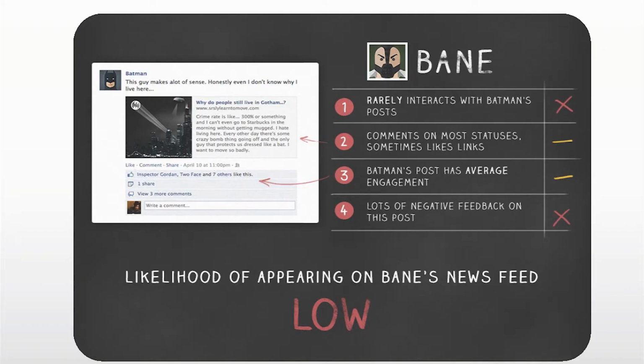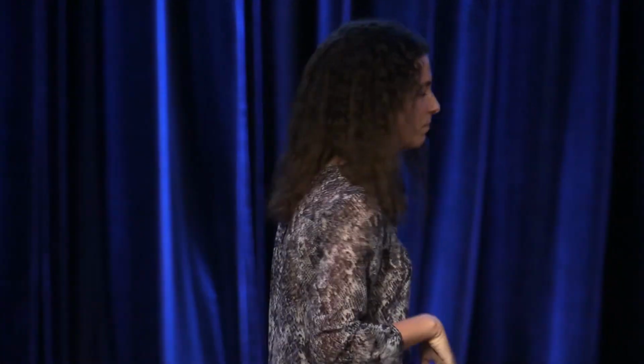Bane is just spying on Batman. He's just liking the page so that he can check out what's going on. But he often tells Facebook, I don't want to see this anymore, because he's very jealous, and he'll never give him a like, a comment, or a share, right? So it means that it's a very low probability that when Batman posts, Bane would actually see that.